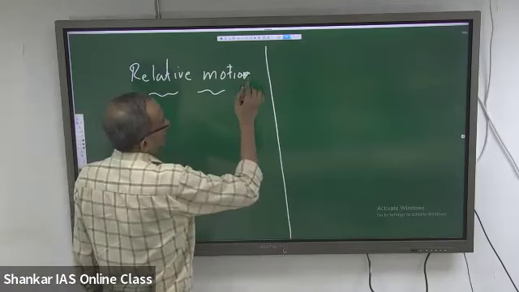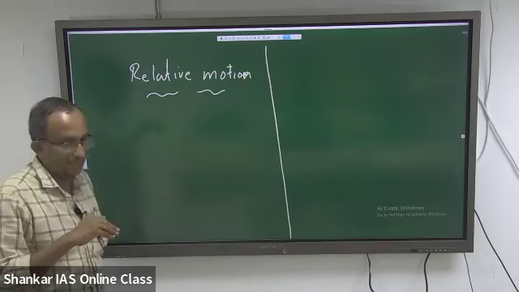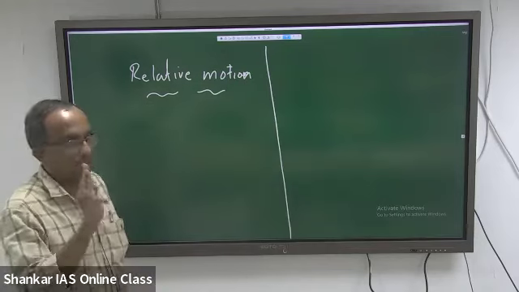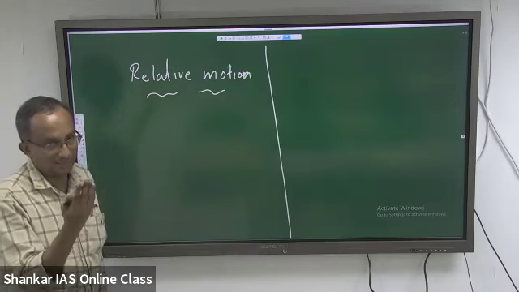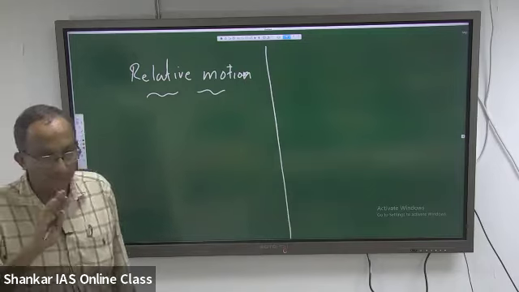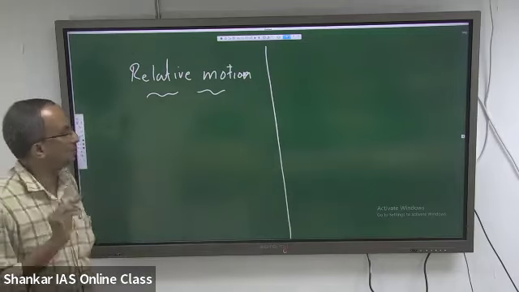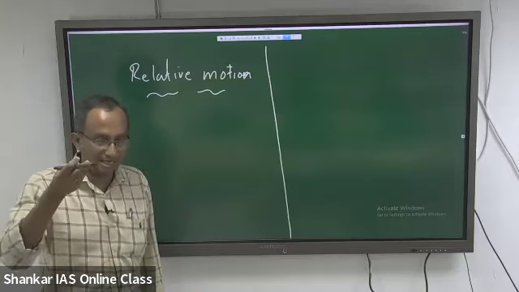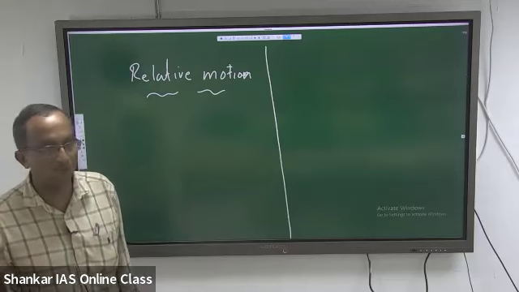Now, in one dimension, relative motion happens in various ways. When you are moving in a bus or in a train, you feel that the trees are moving opposite to you. Actually, the trees are not moving, but you feel that they are. This is only because of relative motion. Even though the tree is at rest, with relation to our movement, we feel that the trees are moving in the opposite direction.